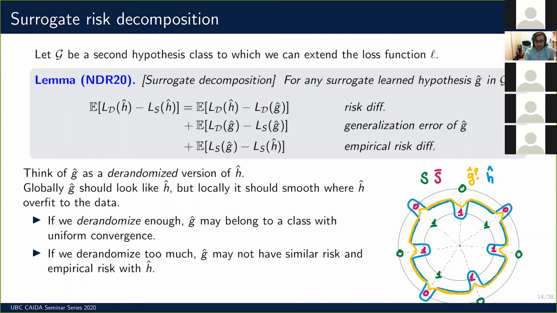And if we de-randomize too much, these two approximation error terms might become very large. And so the learned hypothesis H hat may have risk properties very different from its surrogate G hat. And so this kind of creates a tension that we have to aim to balance. We don't want to de-randomize too much, but we need to de-randomize enough to still have uniform convergence, at least with this attack on analyzing the problem.